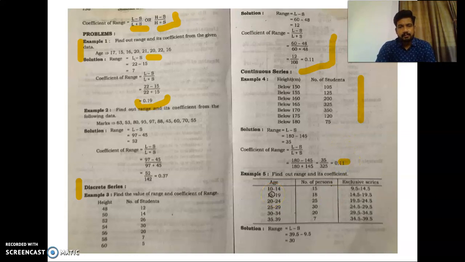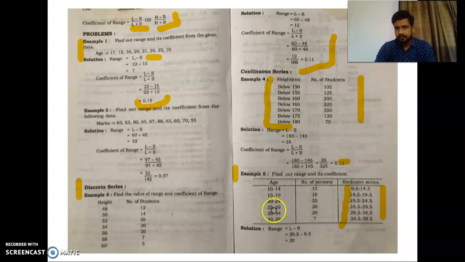Again this is one problem here, example number 5. Find out the range and its coefficient. Here we have 10 to 14, 15 to 19, 20 to 24, 25 to 29, 30 to 34, 35 to 39. The series is actually an inclusive series, so it is rearranged here as 9.5 to 14.5, because you have to make it a continuous series. There is a slight printing mistake here.